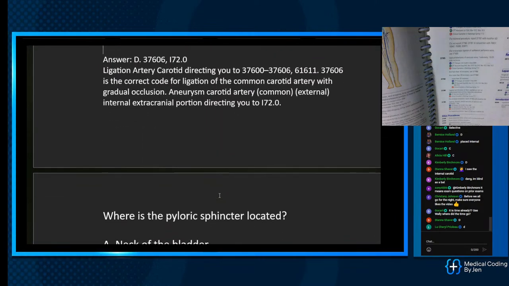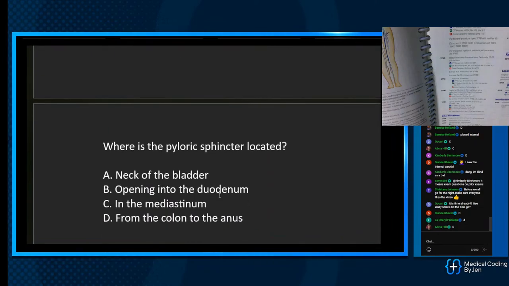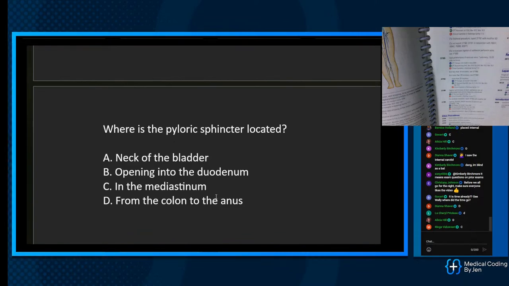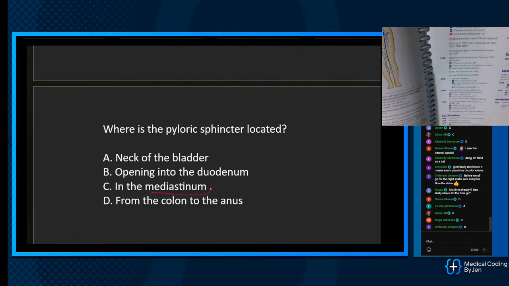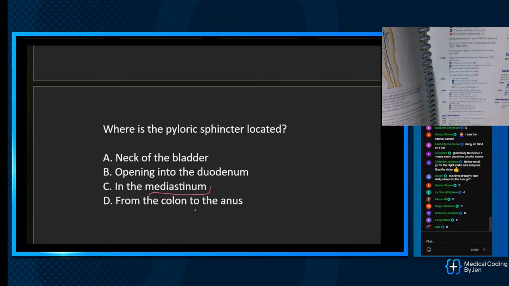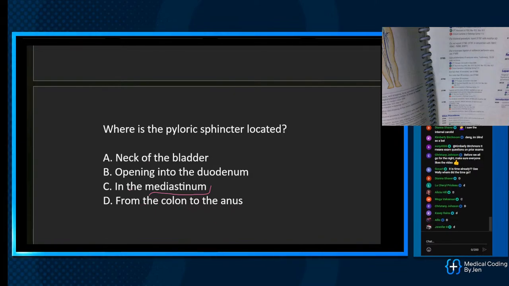Yep. I got two little baby anatomy ones, if y'all want to do these. Where is the pyloric sphincter located? Neck of the bladder? Duodenum? Metastatum, that's the word that was on somebody's exam recently. And from the colon of the no-no area, where would we be?